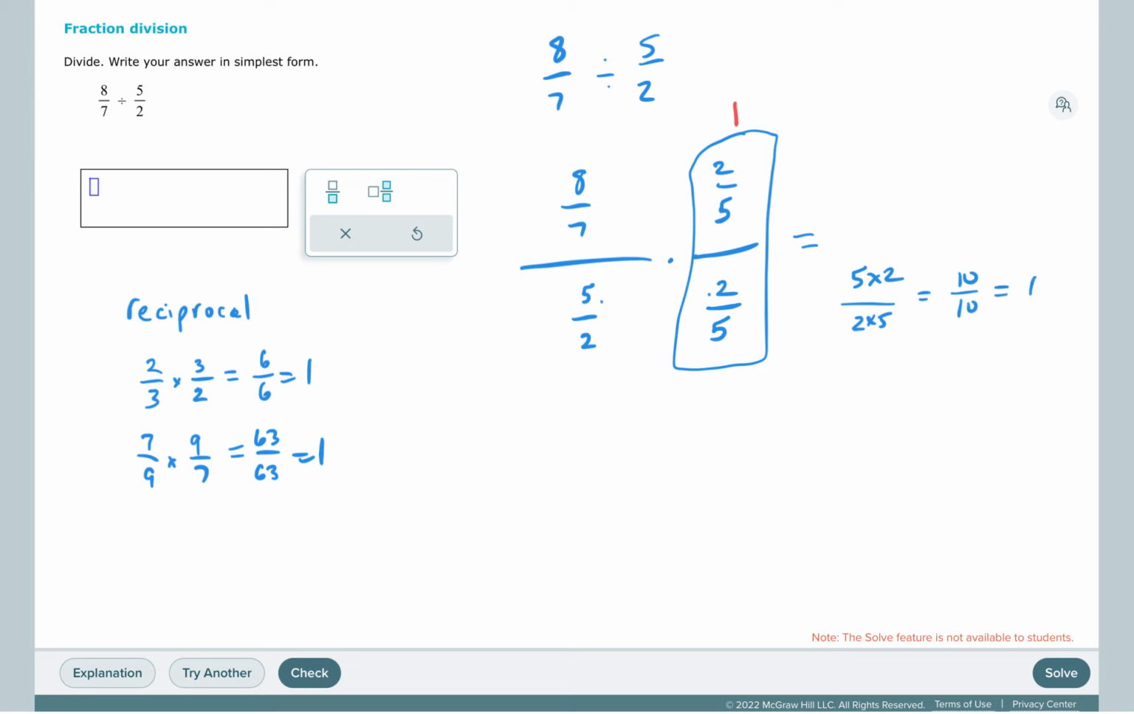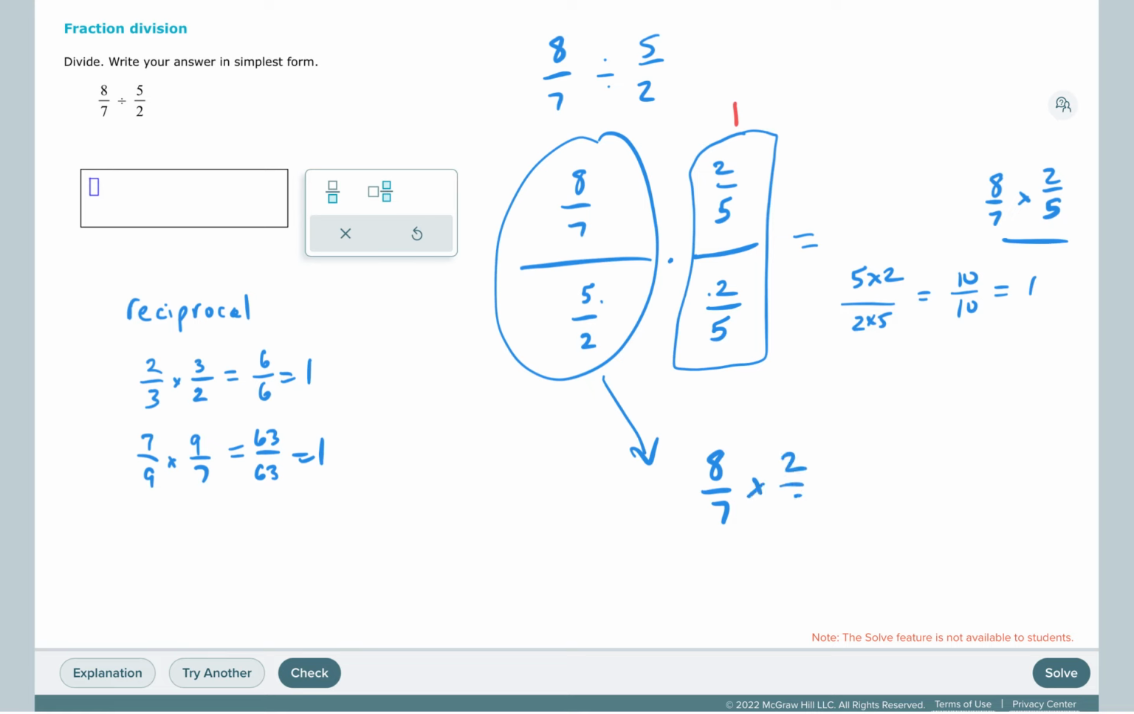So I know that the denominator of this entire fraction right here now, when I multiply 5/2 times 2/5, I get 1. So that's now the denominator of my big fraction. And the numerator of my fraction is going to be 8/7 times 2 over 5. I don't really even care about the denominator now because it's just 1. I'm dividing the whole thing by 1. So I can say that this whole problem right here simplifies down to 8/7 times 2/5.